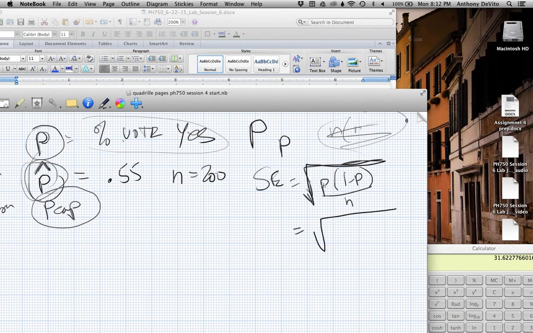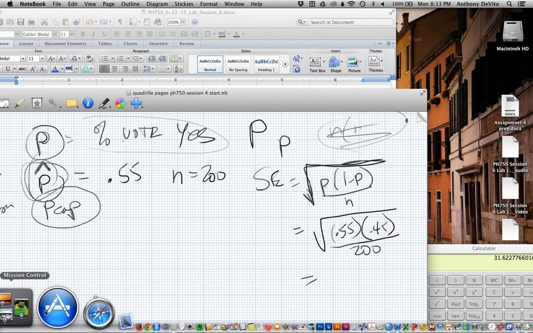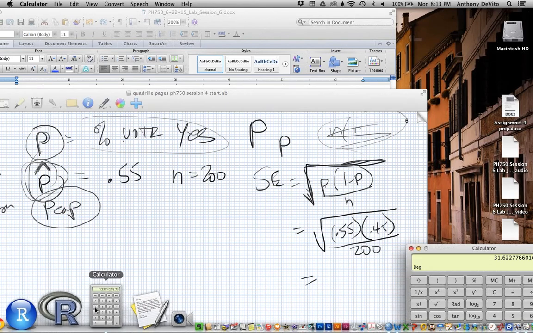So P is 0.55. We're using P cap as an estimate of what P is, times 1 minus P is 0.45, over my sample size, which is 200, and then the square root of the whole thing. Okay, so what's our standard error come out to be? Anybody want to? I'll do that while you're working on it too, so you can check it.